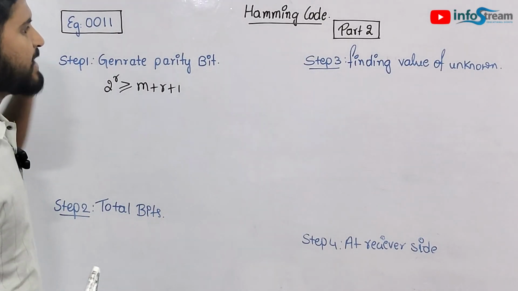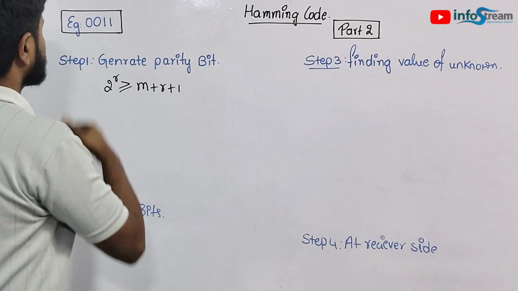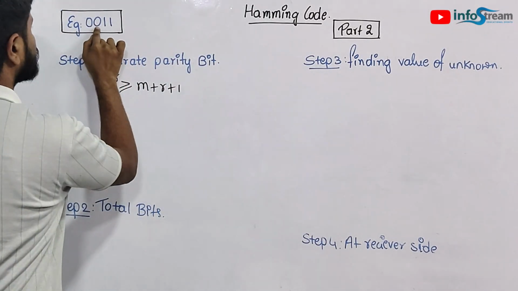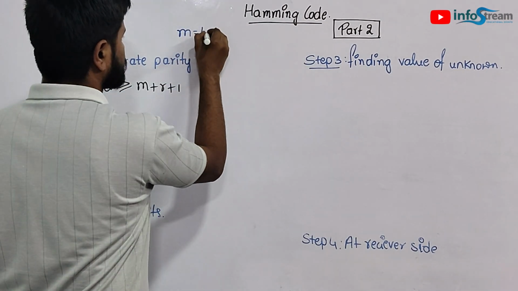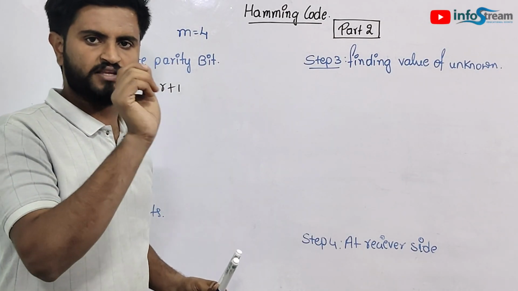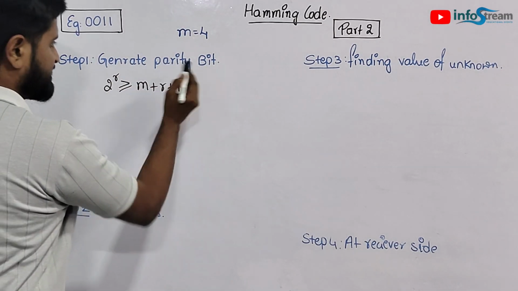For this we must write the Hamming code. While writing the Hamming code for this one, in the given frame, we have only 4 bits: 1, 2, 3, 4. So let's write m value is equal to 4. What does m represent? M represents the number of bits in the given frame. Now the first step is to generate the parity bit.